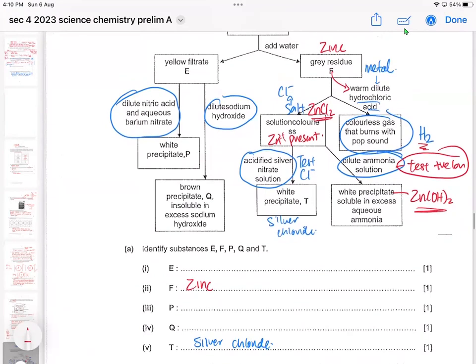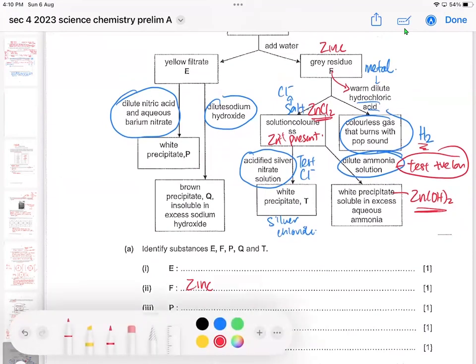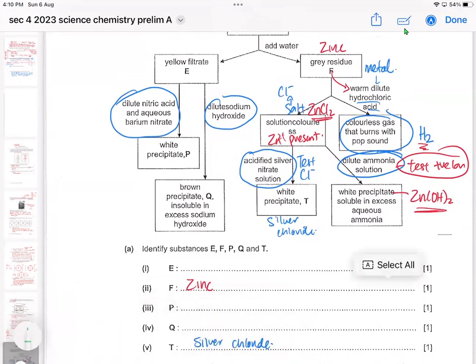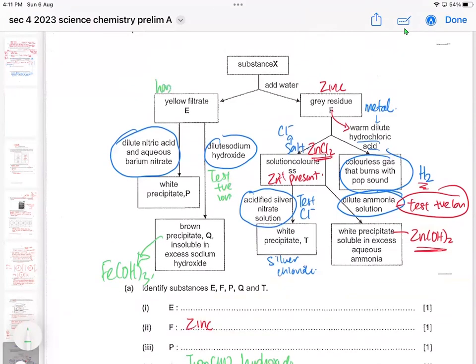Okay, if nothing else, sodium hydroxide test. Let's take a look at the brown ppt, insoluble in excess. Brown ppt, there's only one, iron 3 hydroxide. And this, again, sodium hydroxide is also a test for the positive ion, which means that the E here has iron 3+, because you test it with this, and it gives you the result that iron 3 is present.